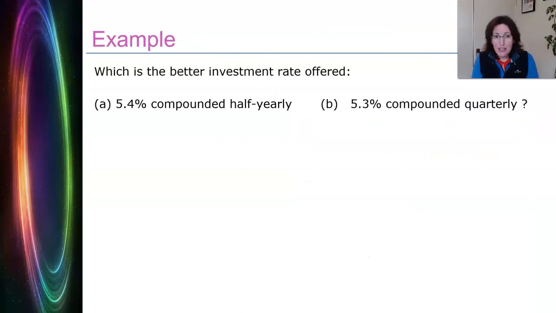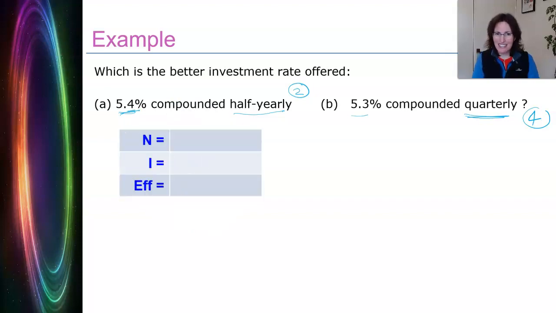So let's just do one quick example on that. If you're asked which is the better investment rate offered between these two, 5.4% but compounded half yearly, or 5.3% compounded quarterly. So first of all, you might go, oh, 5.4, it's a higher percent of interest rate. That's probably better. Quarterly, how many times a year will that happen? 4. And half yearly, how often will that happen? Twice a year. So traditionally, when you compound more often, that's better, but it's a lower rate. So let's annualize this and find out the effective rate.